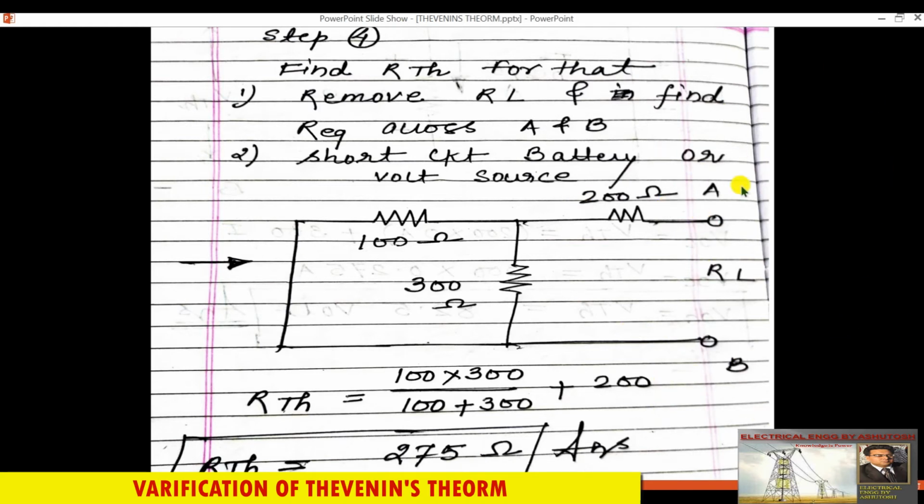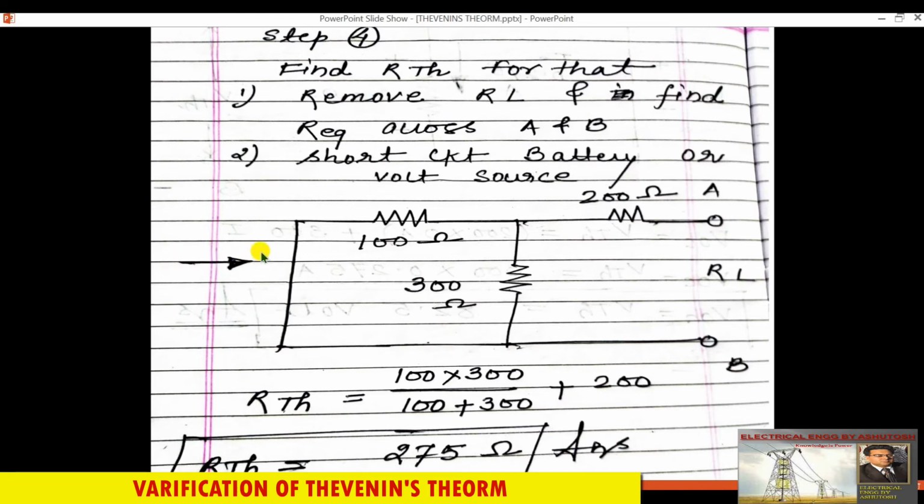You can see here. Then what is the other step? Short-circuiting the battery or voltage source means replacing this voltage source by its internal resistance, because this is an ideal voltage source. So we have replaced this voltage source by a short circuit. Now calculate R equivalent across these 2 points A, B. These are fixed, so you have to start from this point.